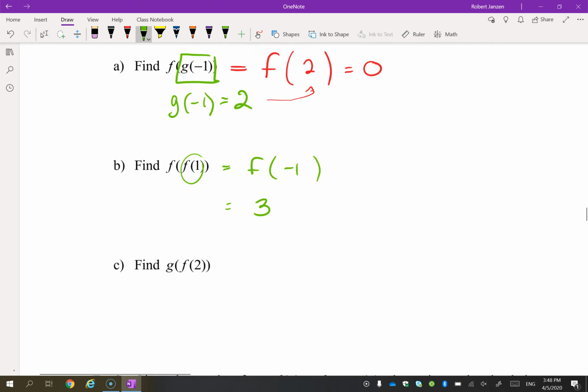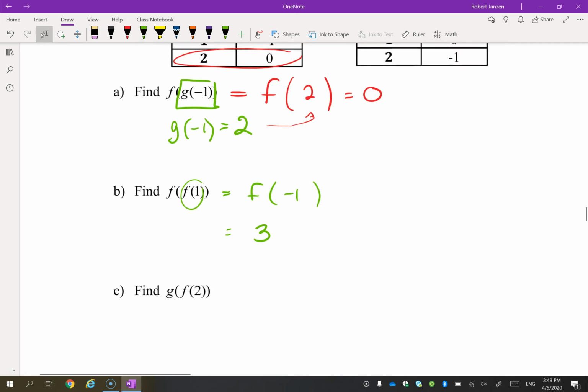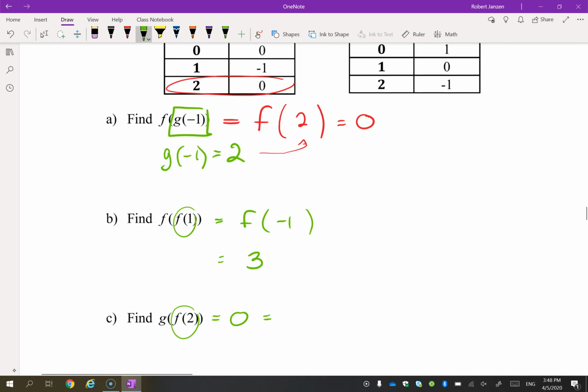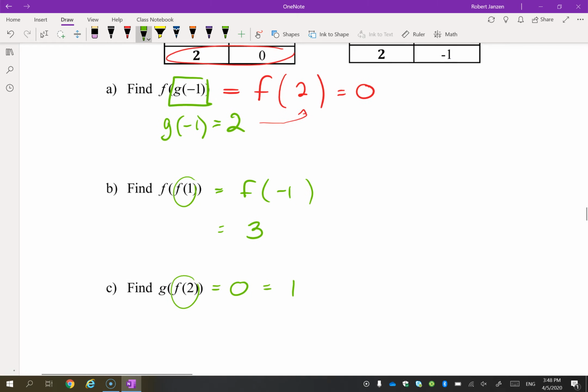I don't want you to do this one. I'm going to do this one incorrectly. All right? I'm going to say, well, what is f of 2? f of 2 is 0. So I'm going to write equals 0 here. And then I'm going to say now g of 0 is 1. Do you see what's wrong here? This actually doesn't equal this, and 0 certainly doesn't equal 1. So we're not going to do it like this.